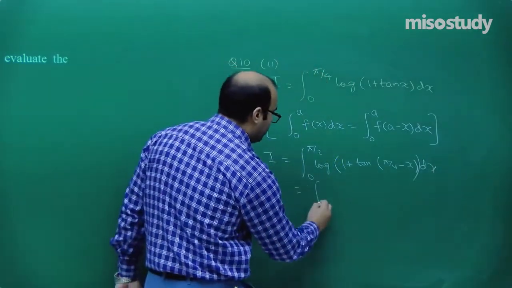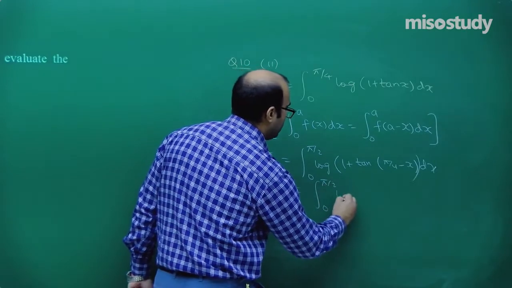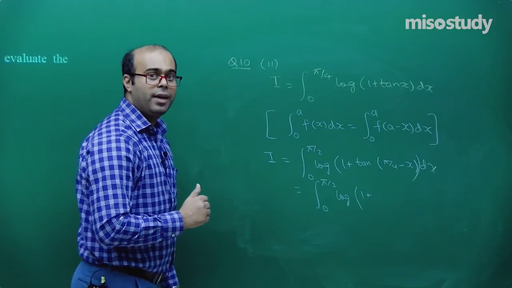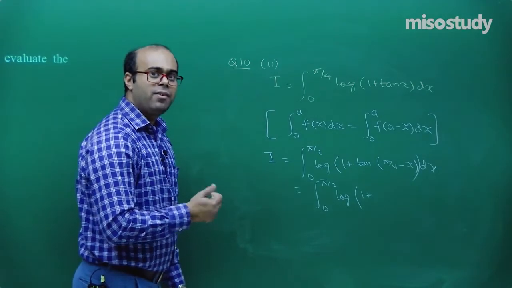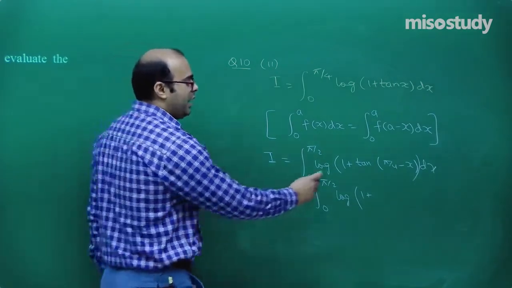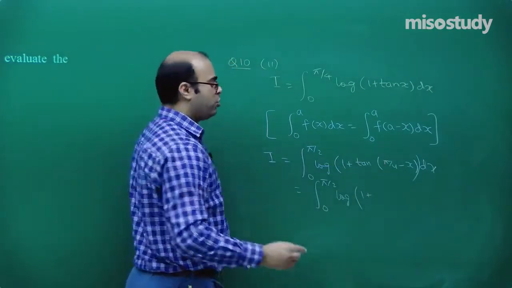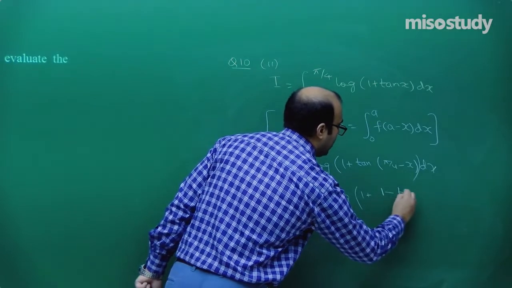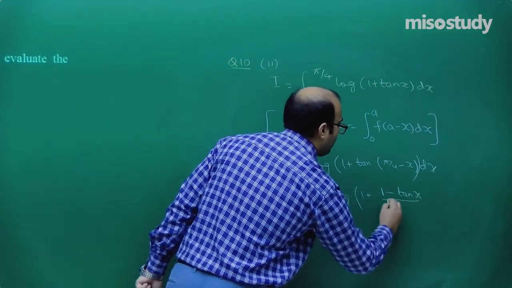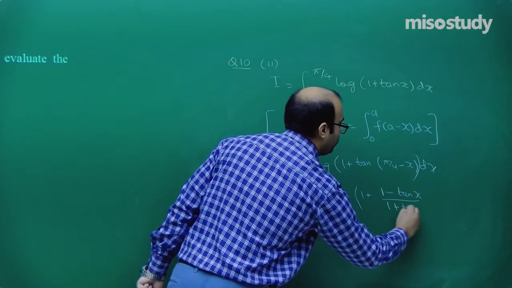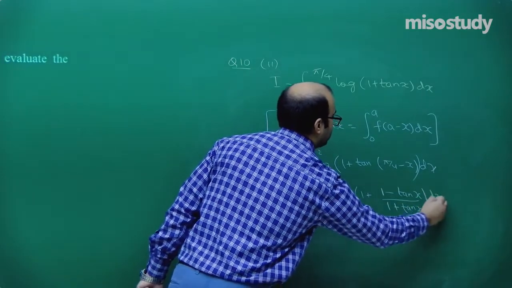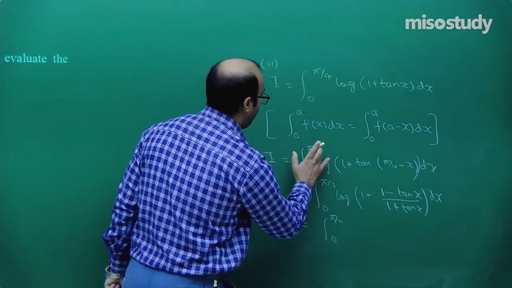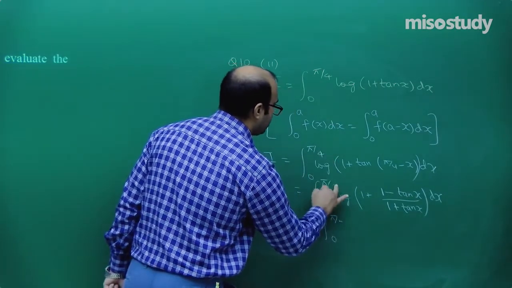Now the term inside is tan of (pi by 4 - x). By trigonometry we know tan(a - b) is (tan a - tan b) by (1 + tan a tan b). And what is tan a? Tan pi by 4, which is 1. So we can write by trigonometry (1 - tan x) upon (1 + 1 into tan x) dx. Now let us take the LCM inside the log. This is actually pi by 4, not pi by 2, as it is given in the question.